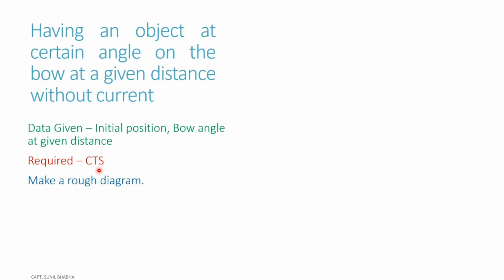Now, before we move on to the chart for plotting, we have to do some rough work on our answer sheet. So let's make a rough diagram. We will try to input all the information given in the question in the rough diagram. Let's assume that this is the object given to us, a lighthouse. Let's mark it as point A. So we have the object in our rough diagram.